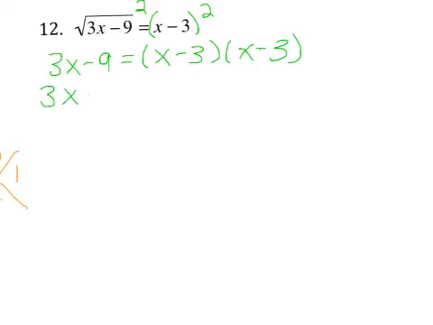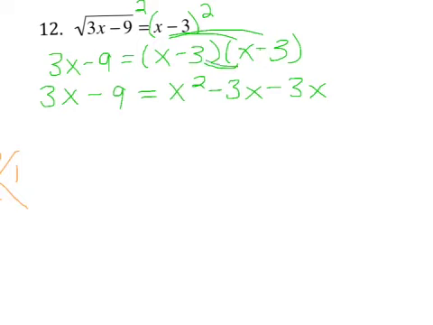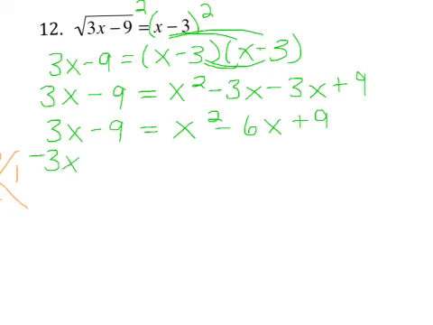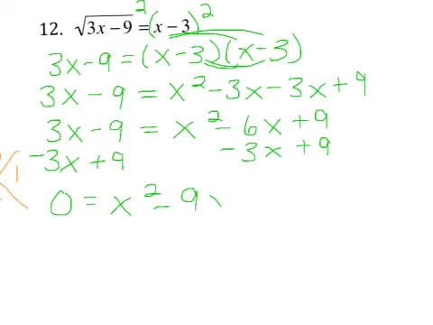So we get 3x minus 9 equals x squared minus 3x minus 3x plus 9. So 3x minus 9 equals x squared minus 6x plus 9. We want to get everybody on one side. So we get 0 equals x squared minus 9x plus 18.